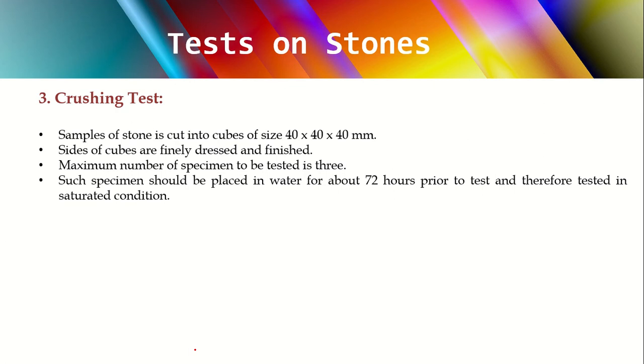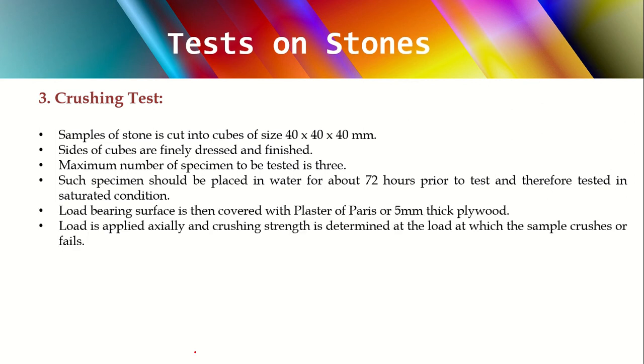Then take a minimum of 3 specimens. We require a minimum of 3 cubes for determining the strength. We can't test only one cube and say this is the compressive strength or crushing strength. We take 3 samples and then take the average of it. Before placing these cubes into the compressive testing machine, these 3 specimens must be immersed in water for 72 hours. That means 3 days before, you have to submerge the stone samples in water, and then take them out after 3 days and put them under the compressive testing machine.